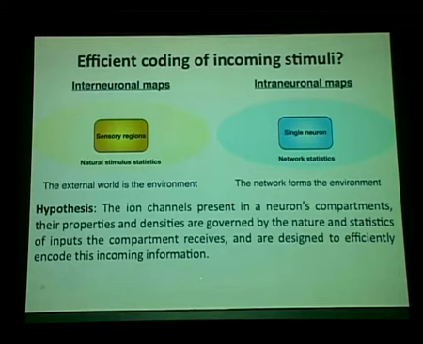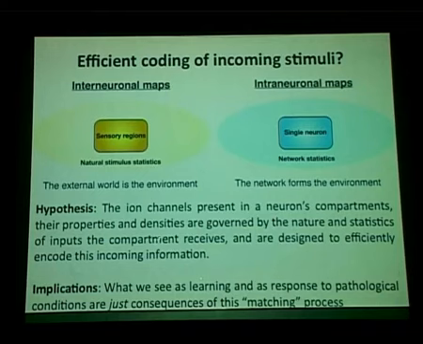If you accept this hypothesis, where the ion channels present in the neuron's compartments, their properties and densities, are governed by the nature and statistics of the inputs that compartment receives, and are designed to efficiently encode this information, the implication is what we see as learning, where you are trying to learn new things. And now it is accepted that you can also have changes in voltage gated ion channels as putative substrates for learning and memory.